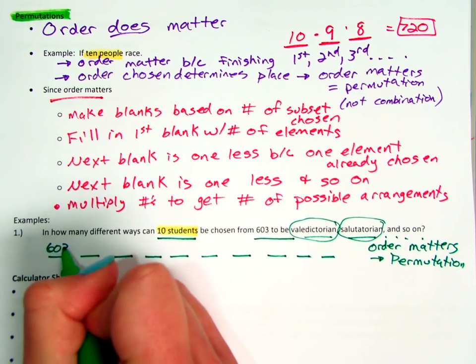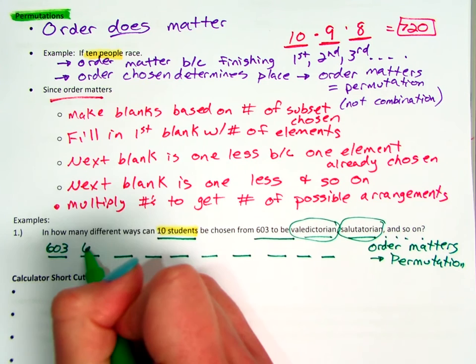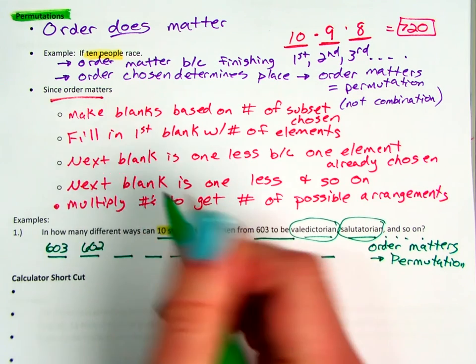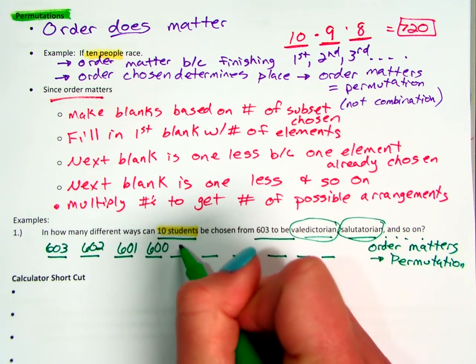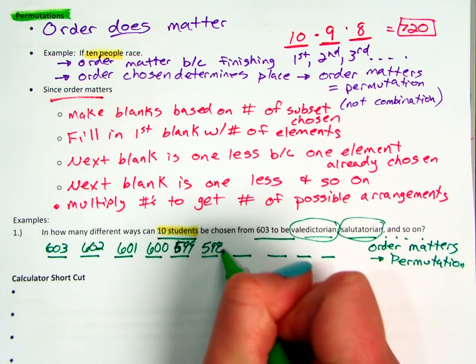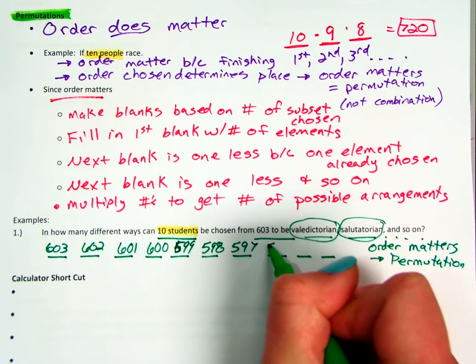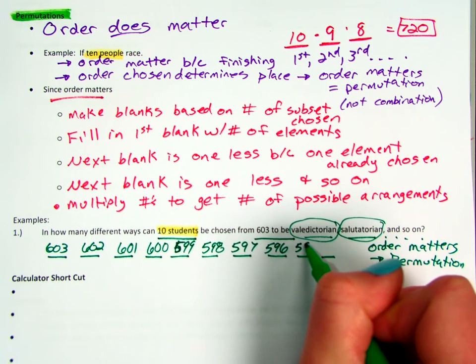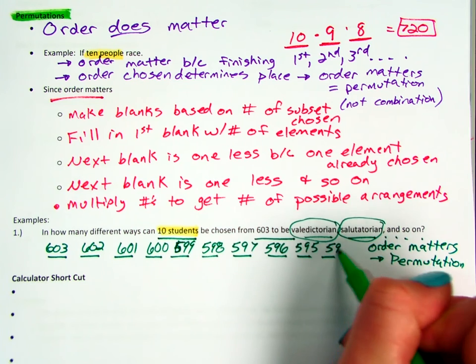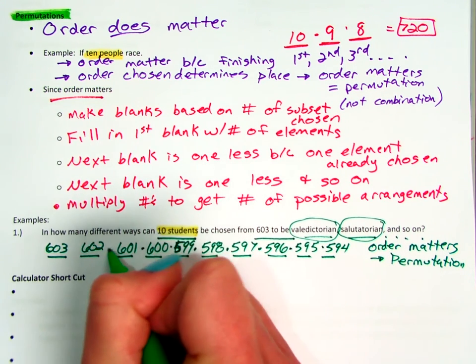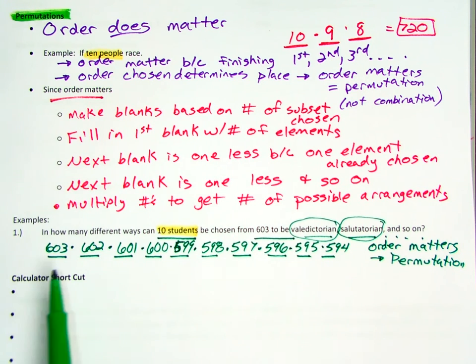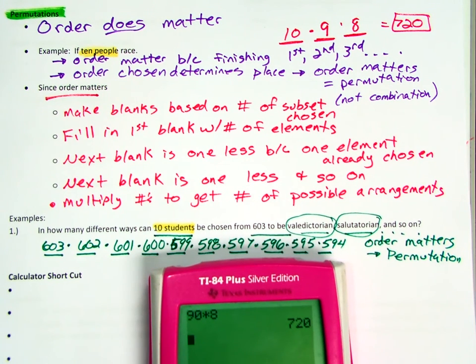So there's 603 people that could be the valedictorian, but once they're chosen, there's only 602 to be the salutatorian. There's only 601 to be the third, 600 to be the fourth, 599, 598, 597, 596, 595, 594. And now I'm going to multiply those together to find the number of possible combinations for the top 10 people to be chosen to be the top of their class.